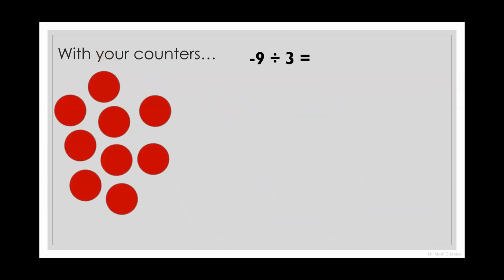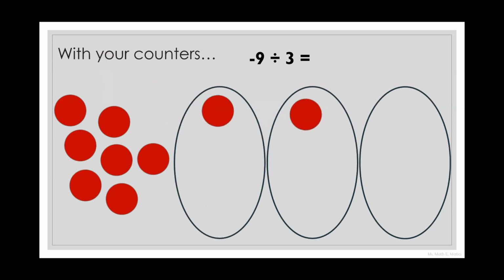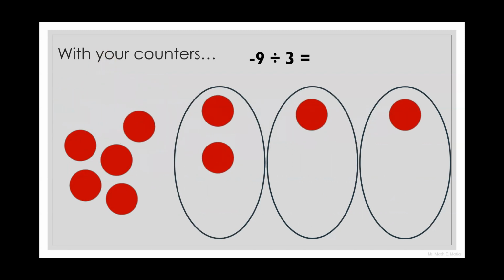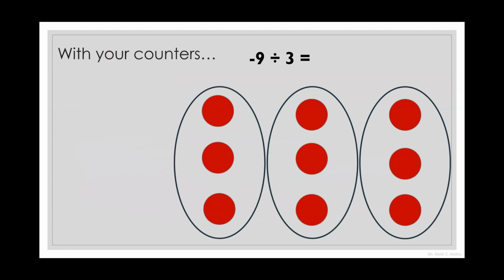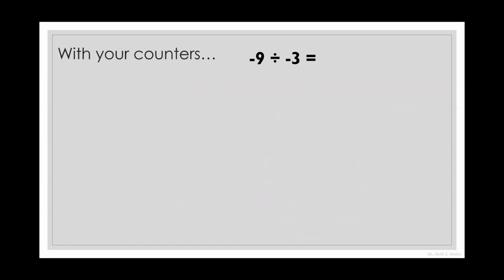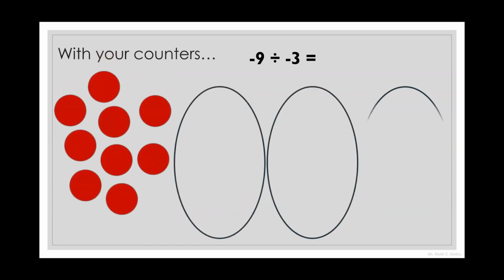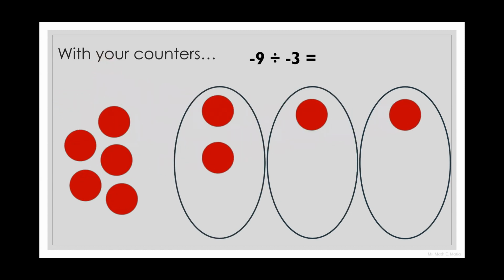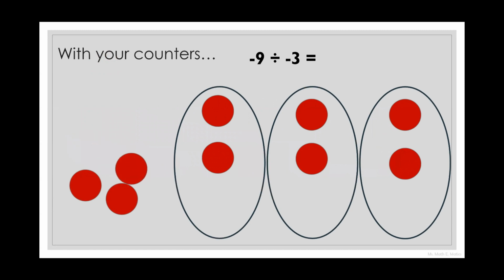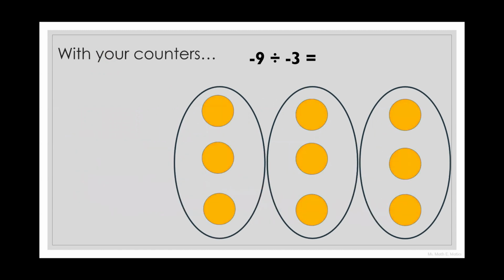-9 divided by 3. So we start with 9 negatives and we're dividing them into three equal groups. Think about how many is going to be in each group. -3. -9 divided by -3. So -9 divided into three opposite groups. So there we have positive 3.